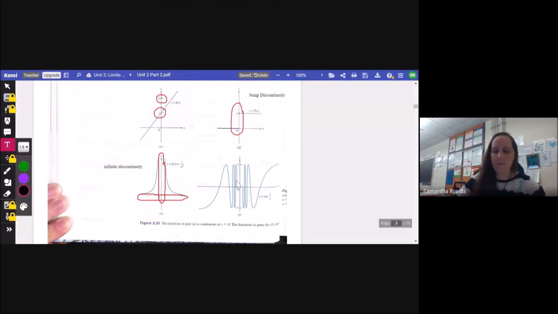So if I were to look at this function and scroll in closer and closer, you would see this craziness going on, okay? It oscillates and has no limit as x approaches 0. Okay, because again, you can't divide by 0. So this one is oscillating.